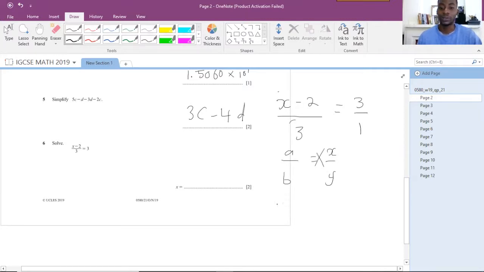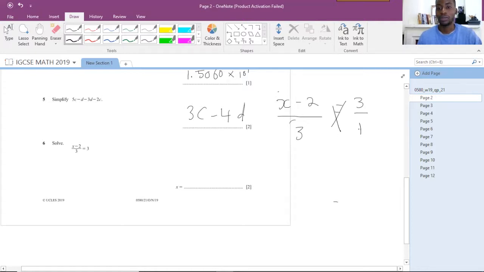You cannot cross multiply if you have such a thing on the left-hand side and on the right-hand side. This doesn't work unless you make this a single fraction in its lowest form, then you can cross multiply. However, for us here, it's very easy because we now have a fraction on the left-hand side and a fraction on the right-hand side, so we can cross multiply.